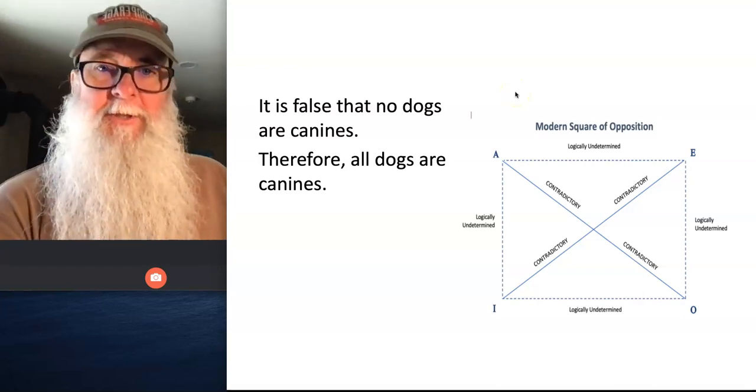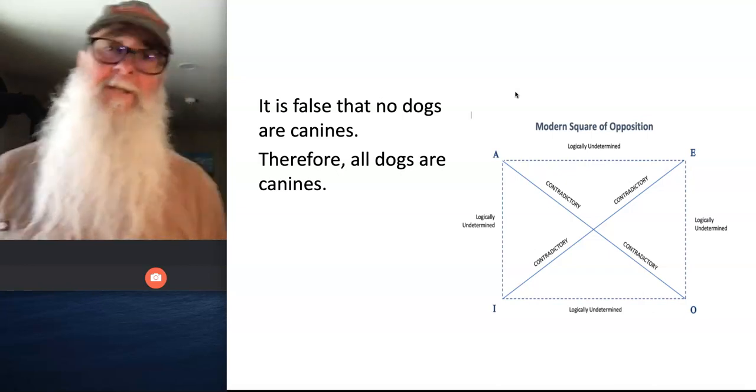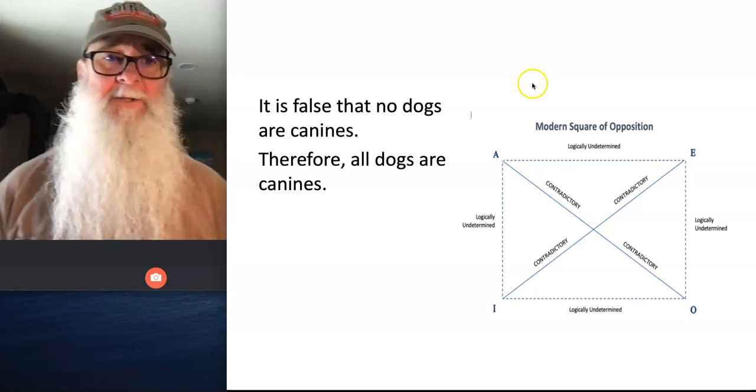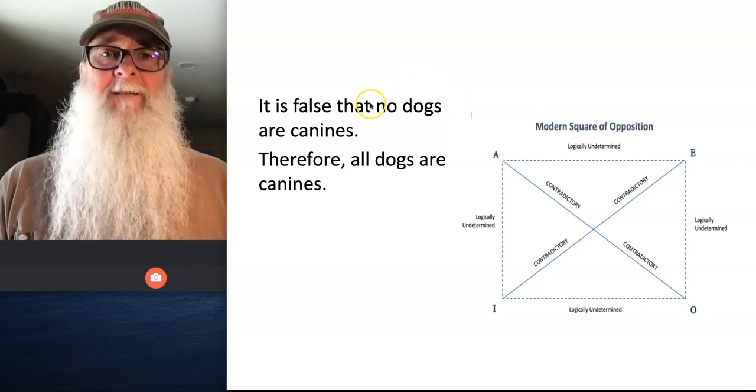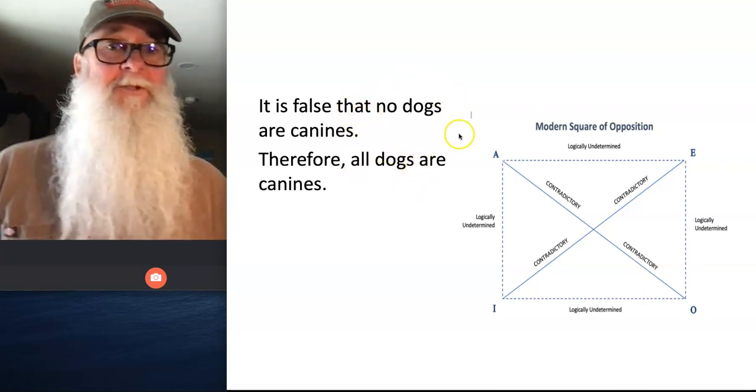It is false that no dogs are canines, therefore all dogs are canines. Okay, to evaluate this argument from the Boolean standpoint, I rely on the modern square of opposition. I have an E statement premise that I'm being told is false, and I have an A statement conclusion that I'm being told is true.